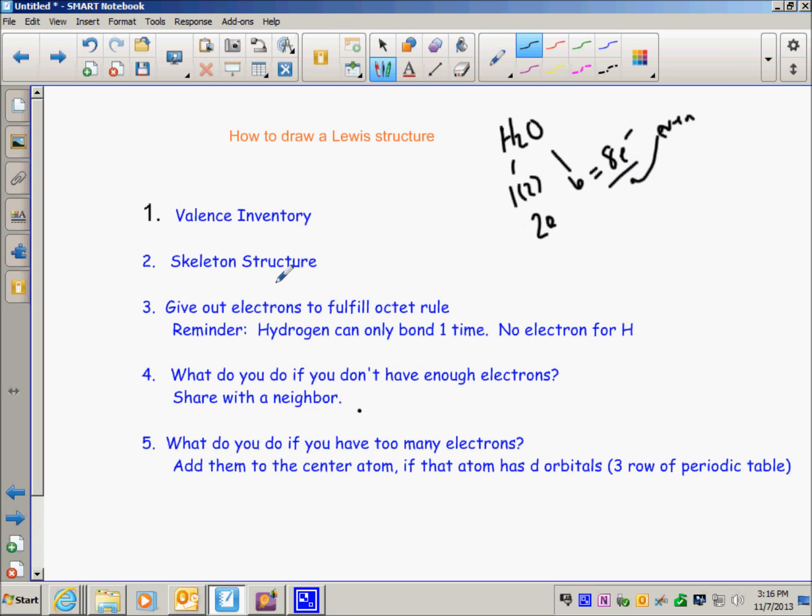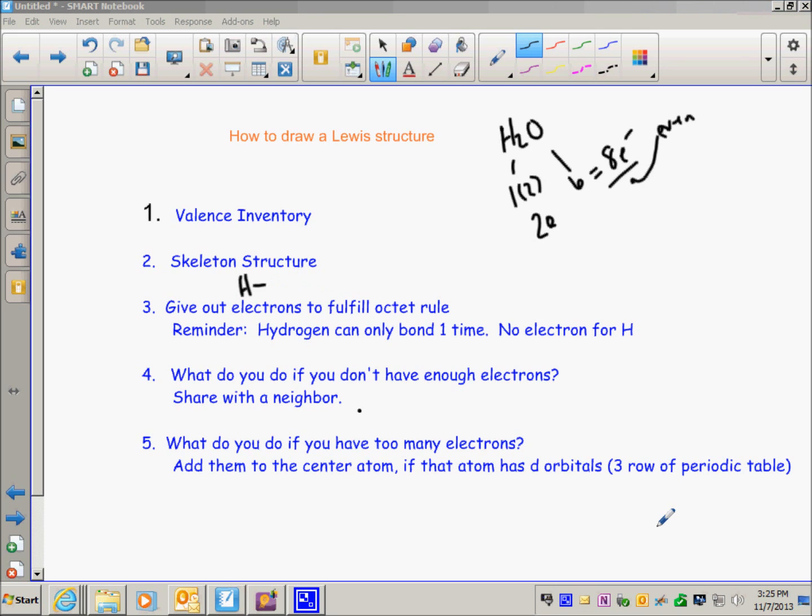The second idea we have here is called a skeleton structure. I'm going to hook everything up with single bonds. Can't have less than a single bond, so just get a general skeleton structure. Keep in mind that hydrogen can only bond 1 time. It cannot have any electrons around the outside of it. It's a very small atom. It's simply going to be using 2 electrons.